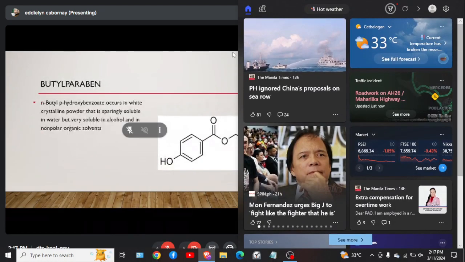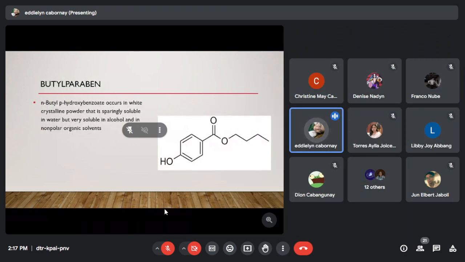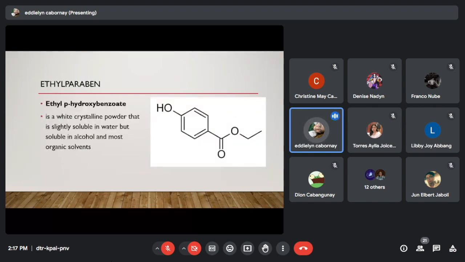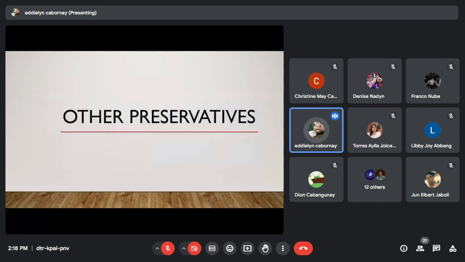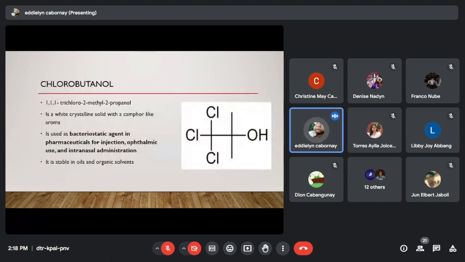For butylparaben, n-butyl parahydroxybenzoate occurs as a white crystalline powder that is sparingly soluble in water but very soluble in alcohol and in non-polar organic solvents. We have ethylparaben. It is a white crystalline powder that is slightly soluble in water but soluble in alcohol and most organic solvents. Among other preservatives, we have chlorobutanol.